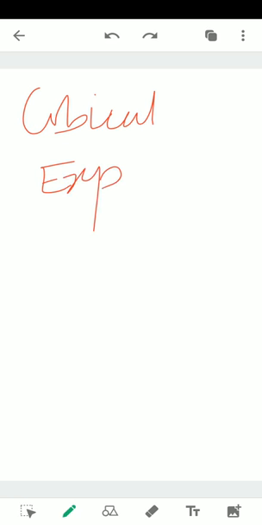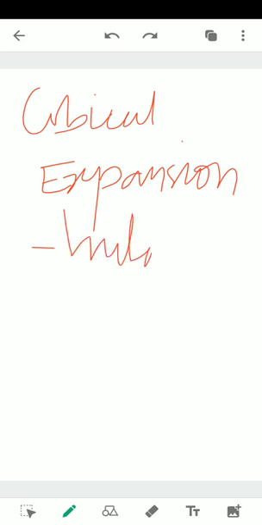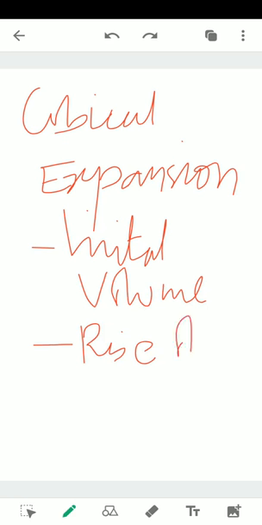Now we'll try to look at cubical expansion. We have looked at increase in length, increase in area. Now it should be the increase in volume. So cubical expansion is nothing but the increase in volume. It depends on initial volume, so that means more the volume, more will be the increase in the expansion. And again, in the rise of temperature, more the rise, more will be the expansion. And another one is material again.